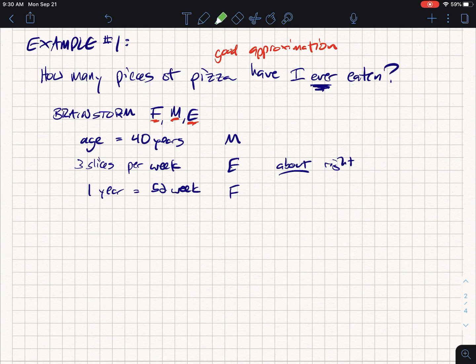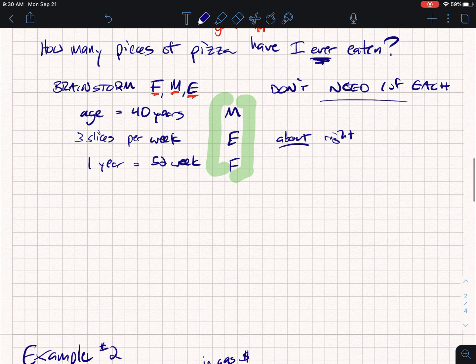It so happens that in brainstorming this problem, I wound up with one of each. That's not necessary. You don't need to have one of each. That's not important. You could set up a Fermi problem that happens to have one fact and one measurement, or just 2 estimates. It's fine. It just so happens that I had one of each. You don't need it.